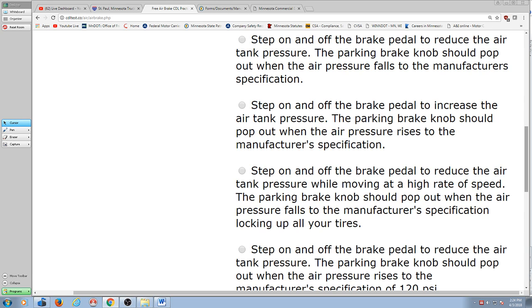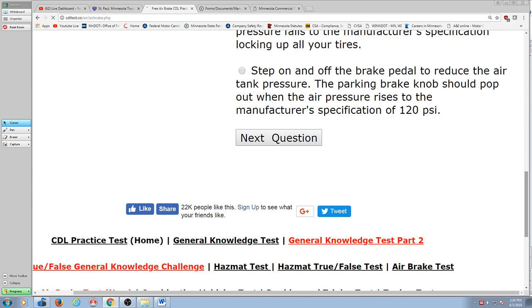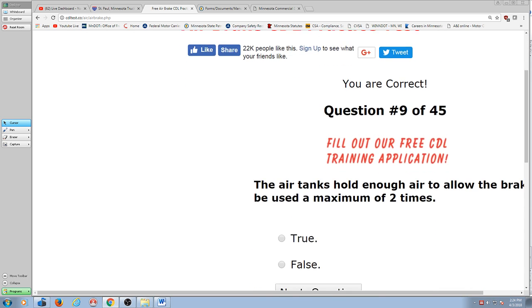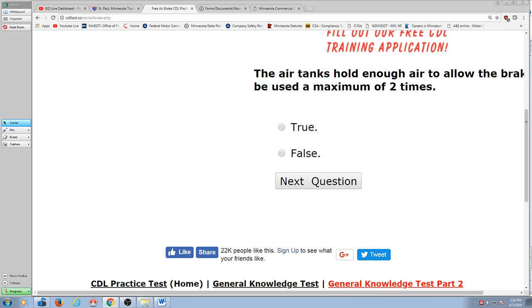So then we can eliminate everything except for A, right? So A's got to be the right answer, and it is. Generally, the emergency brakes will come on somewhere between 20 and 40 psi when you're pumping the brakes, and that's very obvious when they do come on because you'll hear them pop on and see them.